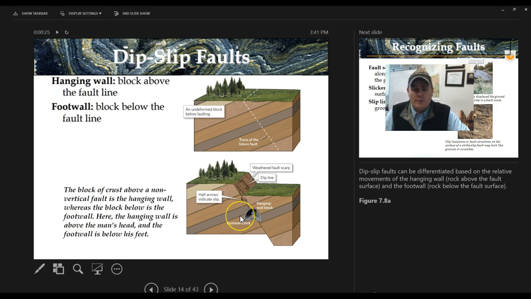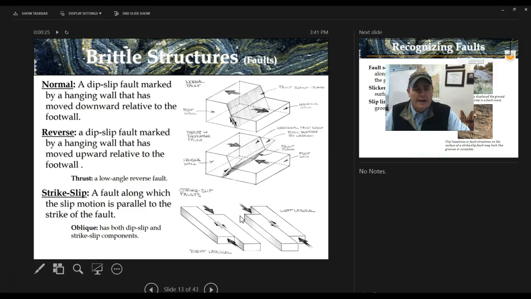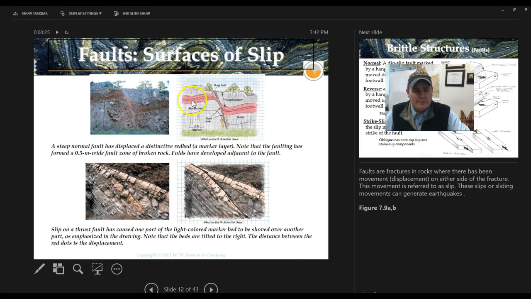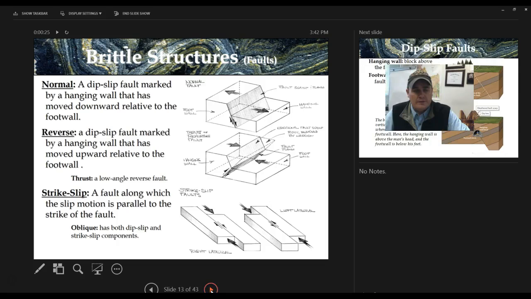So a lot of times we look for what we call marker beds. Okay, and you can see that, I think, in the diagram here, where you see the marker bed here, we can see the difference as it goes down. Here's the marker bed on this one, where it's moved up. Here it's been cut off and moved up, and you can say that this side, which is the hanging wall, has moved up relative to the footwall. That's a reverse. Okay.